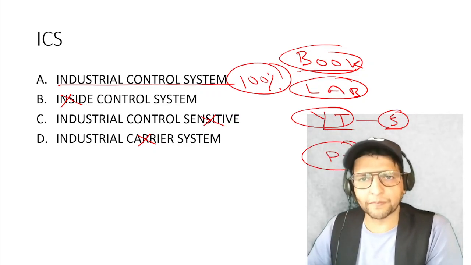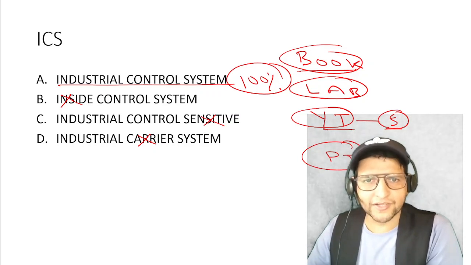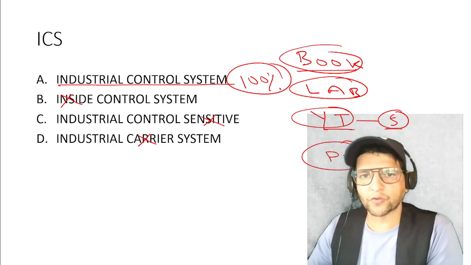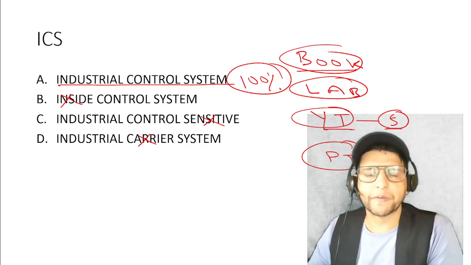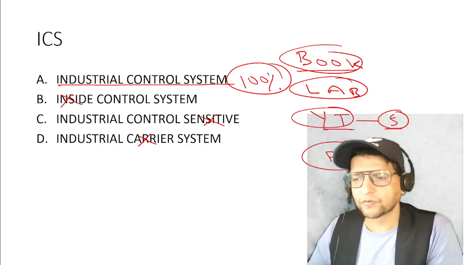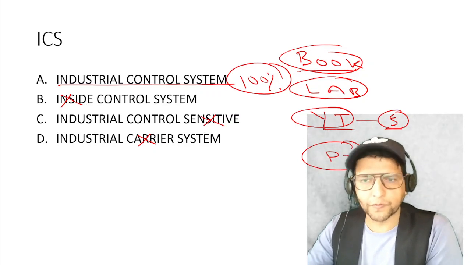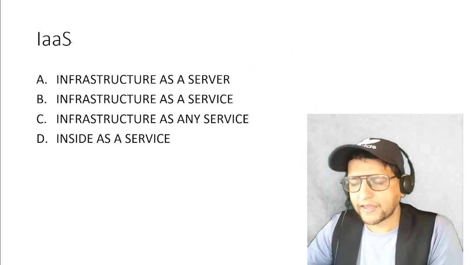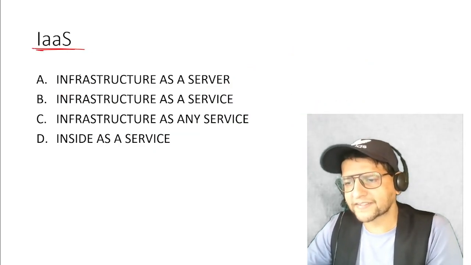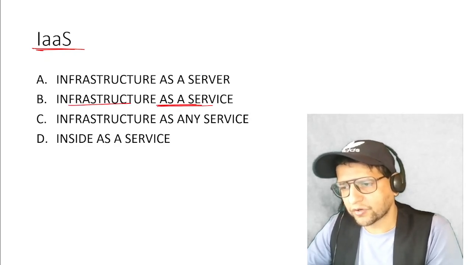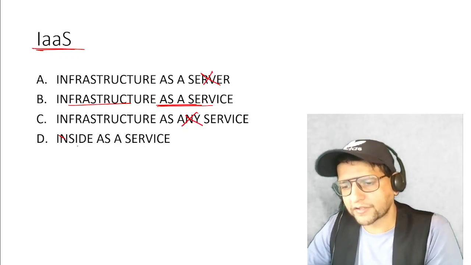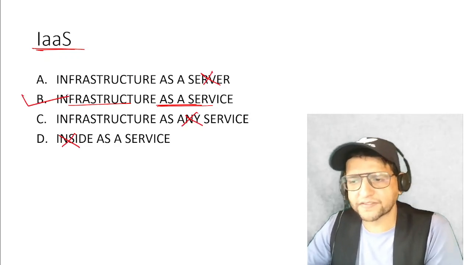Now in the exam, based on your knowledge, you don't think that this is not what I have studied, but based on whatever knowledge you have, give your best always and leave the rest to luck, but you have to give your best first. IaaS is your infrastructure as a service. Infrastructure as a service. It is not infrastructure as a server. It is not any. It is not inside. Correct? So the right answer is infrastructure as a service.